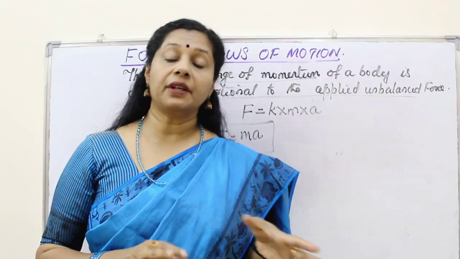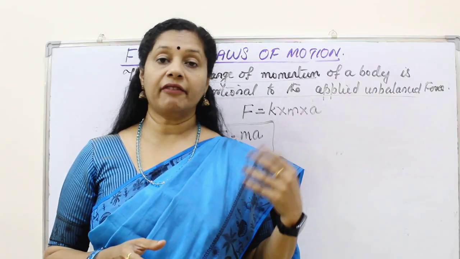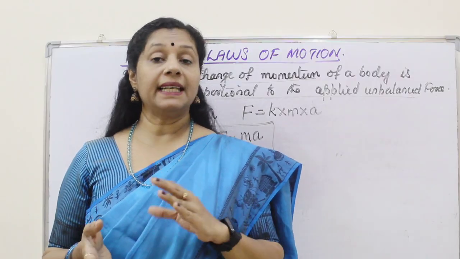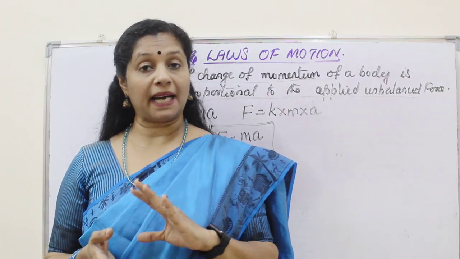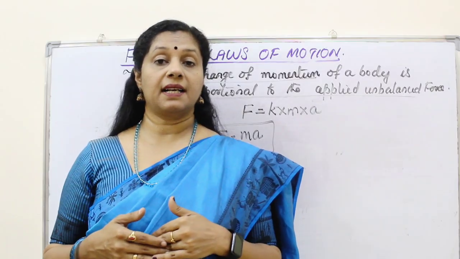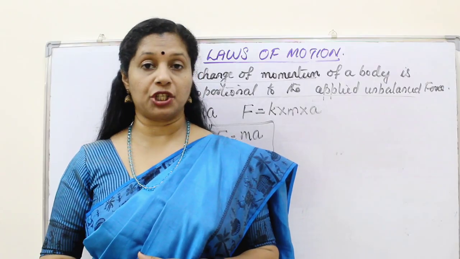Is it a scalar quantity or a vector quantity? It is a vector quantity, because mass does not have direction, so it is a scalar quantity, whereas the velocity is a vector quantity because it has both magnitude as well as direction. So in this case, momentum also can be considered as a vector quantity. It has both direction and magnitude.